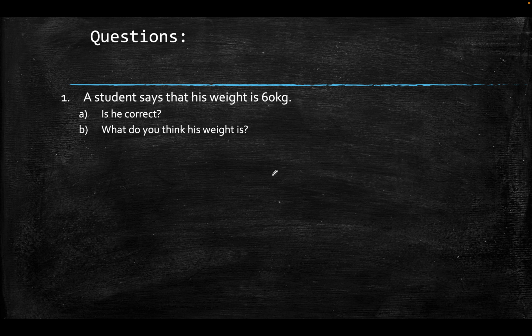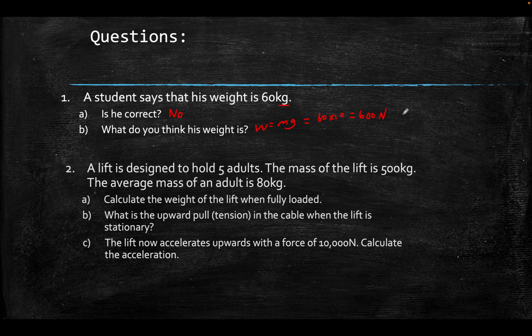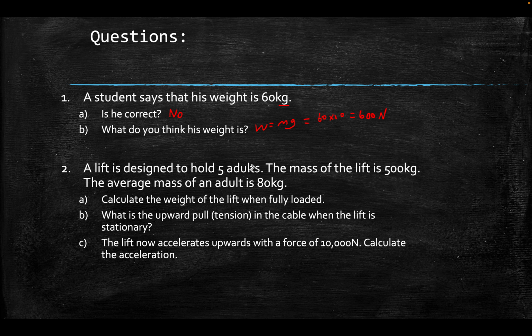So a quick question here. A student says his weight is 60 kilograms. Is he correct? Well, no, because kilograms is a mass. If you want to find the weight, you have to do W equals mg. 60 multiplied by 9.8, or I'm just going to say 10, and I'll get 600 newtons. That is his weight.